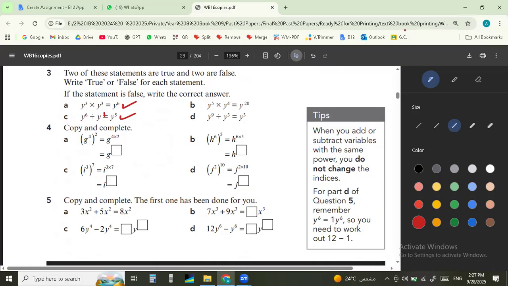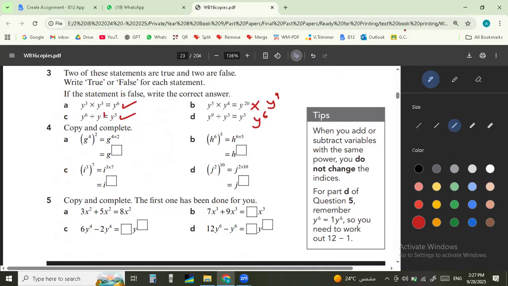Y to the power of 9. Okay, what they did here is that they multiplied the 5 by 4, which is wrong. Y, it's supposed to be y to the power of 9. 5 plus 4 is 9. Here is y to the power of 6. Not 9 divided by 3 is 3. No, it is 9 minus 3 is supposed to be 6, not 3.